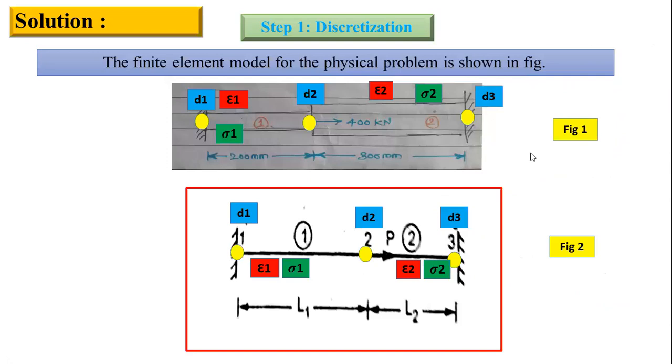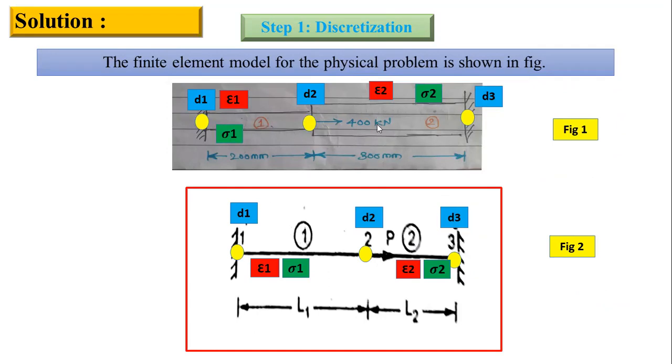Very first step, discretization. The element model for the physical problem is shown in the figure. Figure 1 represents the physical model, and we consider two elements, element 1 and element 2. Now we need to convert this physical problem into a mathematical model. For that conversion we need discretization, or we can say splitting of elements.